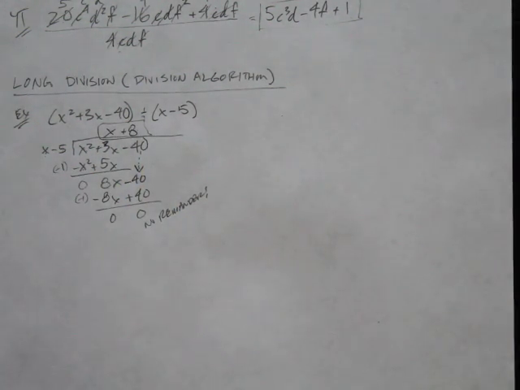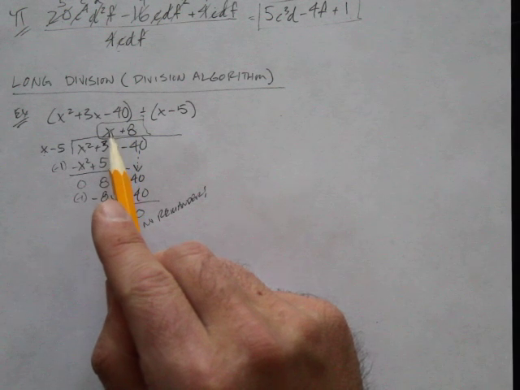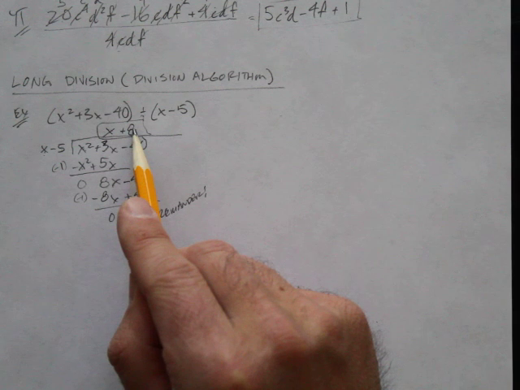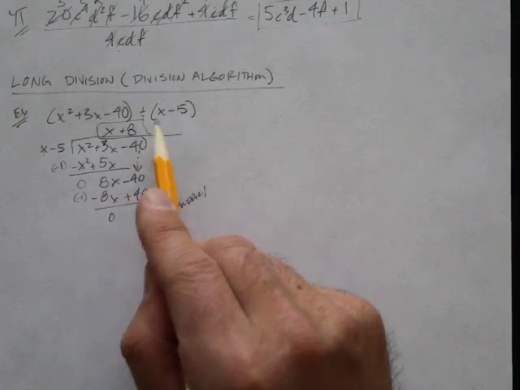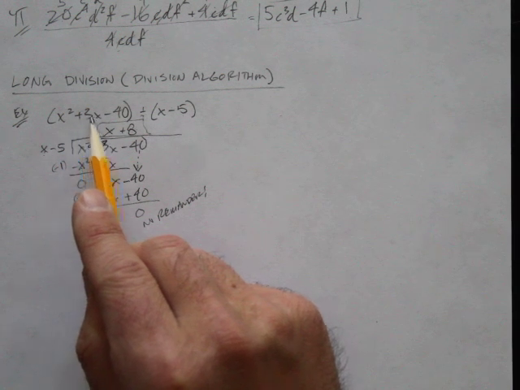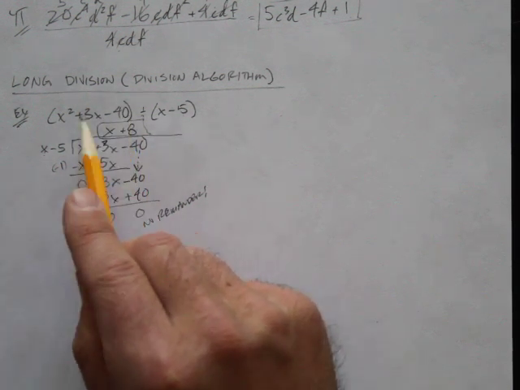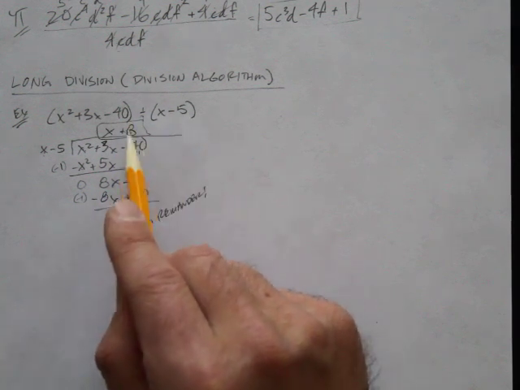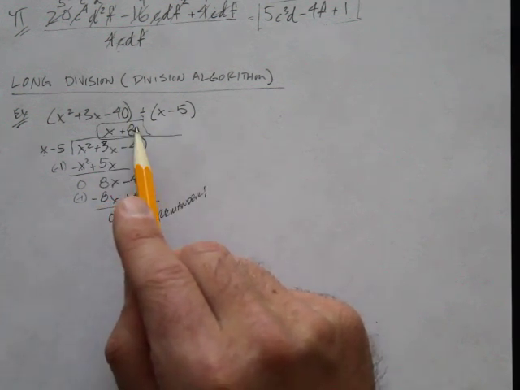Now, if I were to multiply x plus 8 times x minus 5, if I was to FOIL that out, I would end up with x squared plus 3x minus 40. So x squared plus 3x minus 40 divided by x minus 5 is x plus 8.